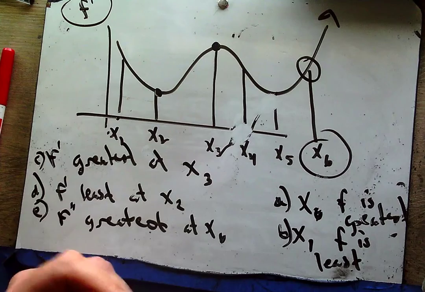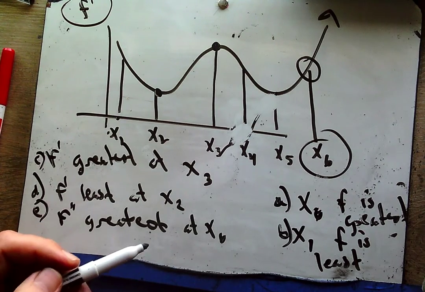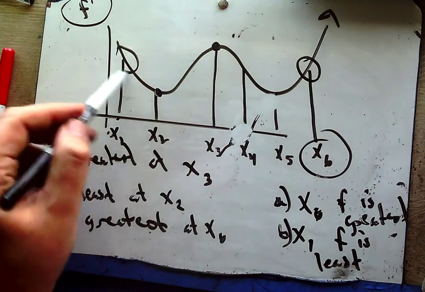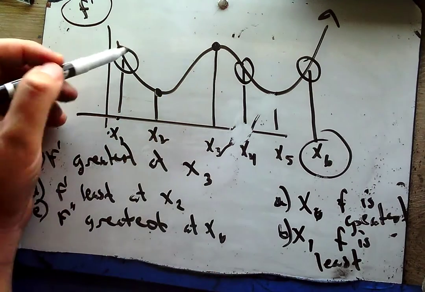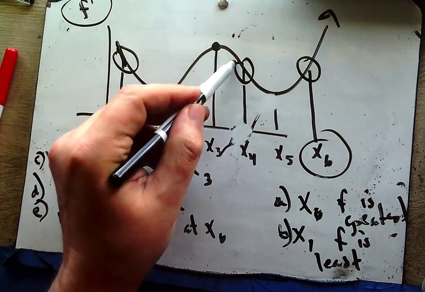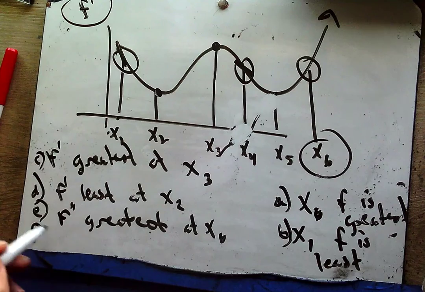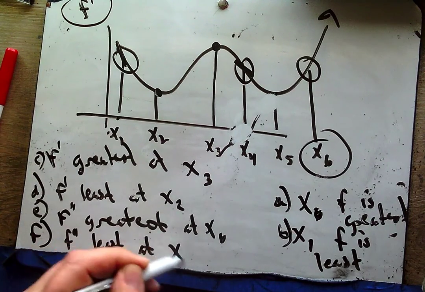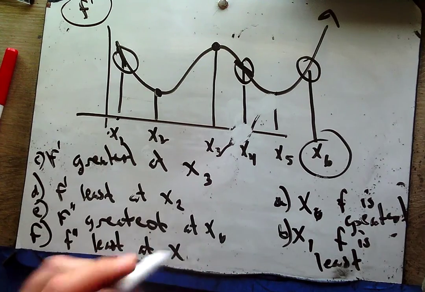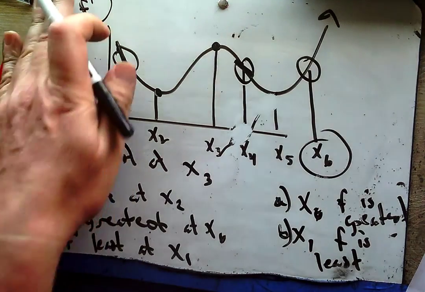And f double prime least? Well, I want to know when the slopes of f prime are most negative, here or here. And when I look at the picture on the worksheet, this definitely looks more negative than that one does. So we're going to say for f double prime least, it's at x sub 1. Okay? 17.